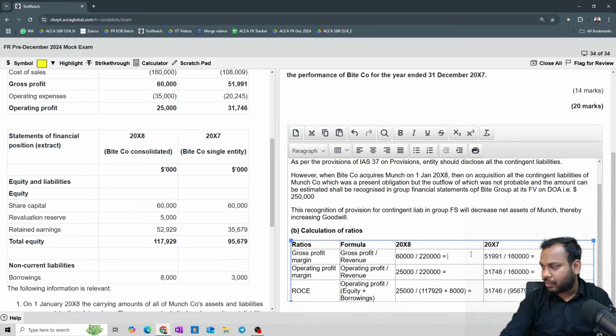So now let me calculate what are the ratios first of all. So 60,000 divided by 220,000 is 27.3%. Then 25,000 divided by 220,000 is 11.4%.